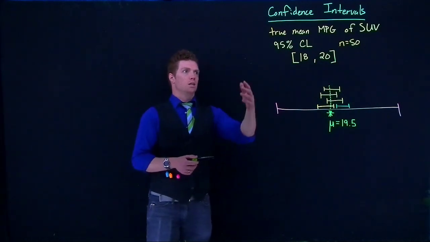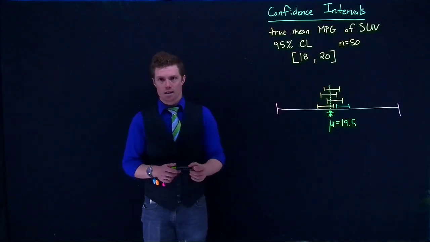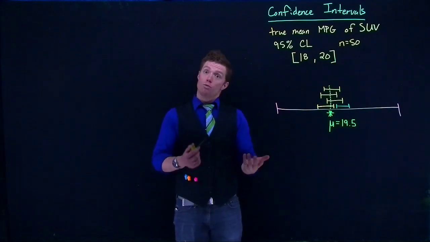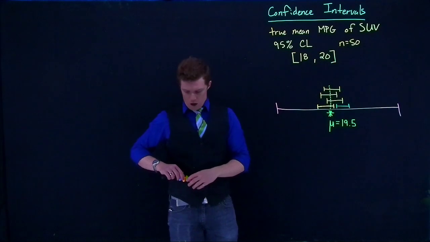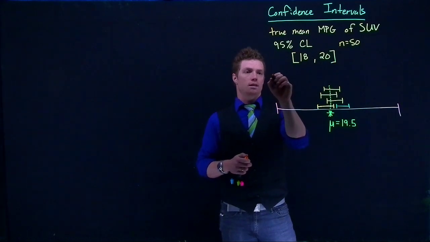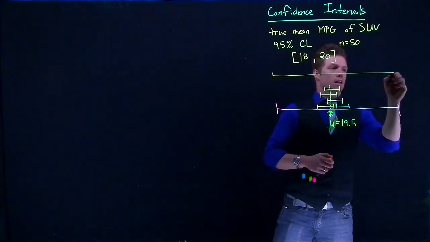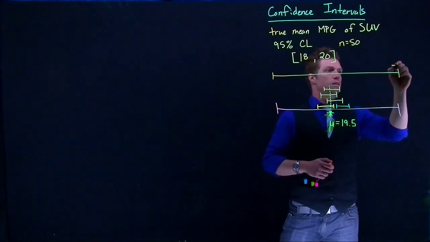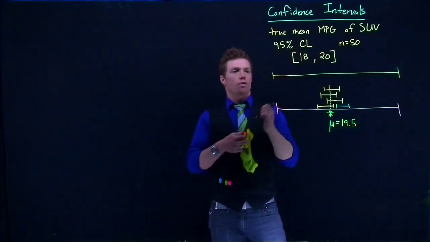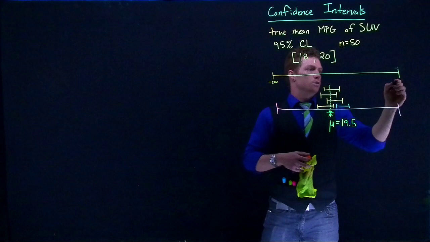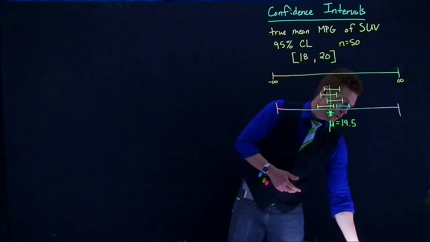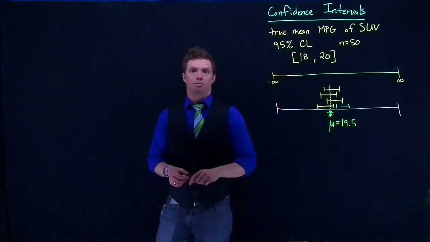Now, you might argue, well, fine, let's just make our confidence level 100%. And if I make my confidence level 100%, then I'm never going to miss it. And you're right, but there is a consequence if we do that. If we were to make our confidence level 100%, then our interval would go from negative infinity to positive infinity. And that is not very useful for a confidence interval. We will be right, but it doesn't give us useful information.